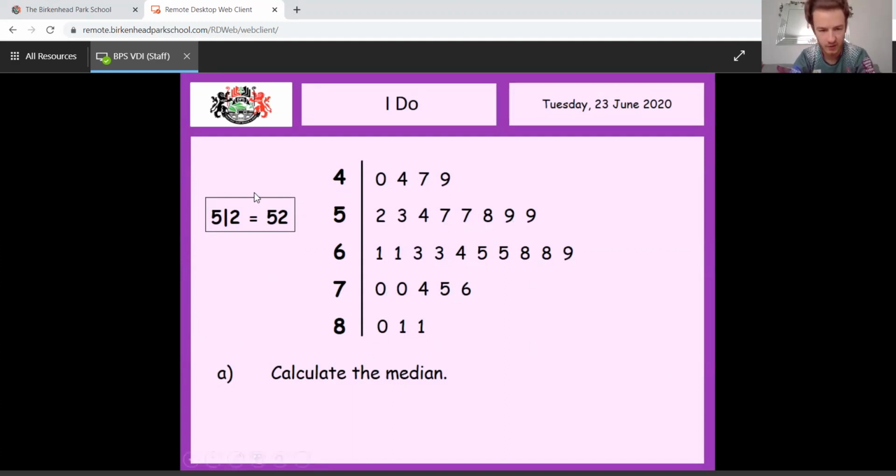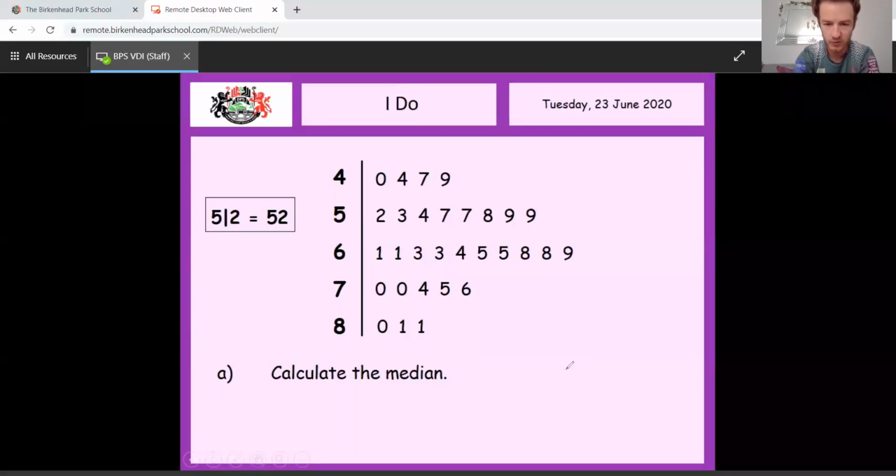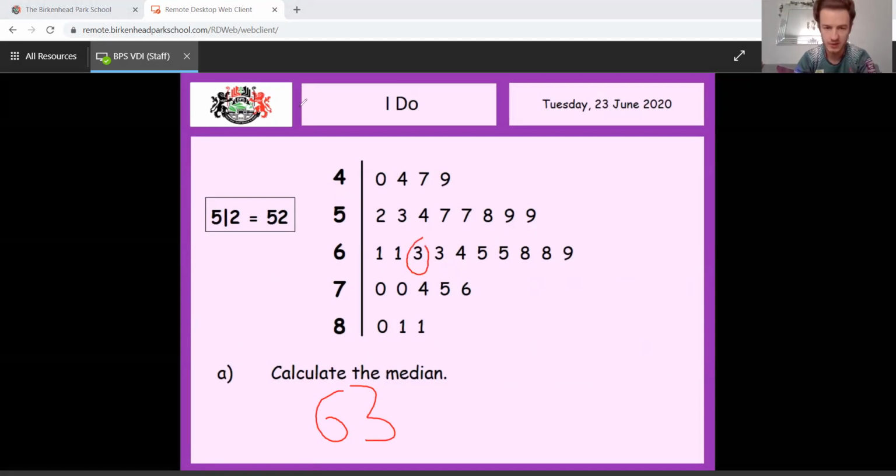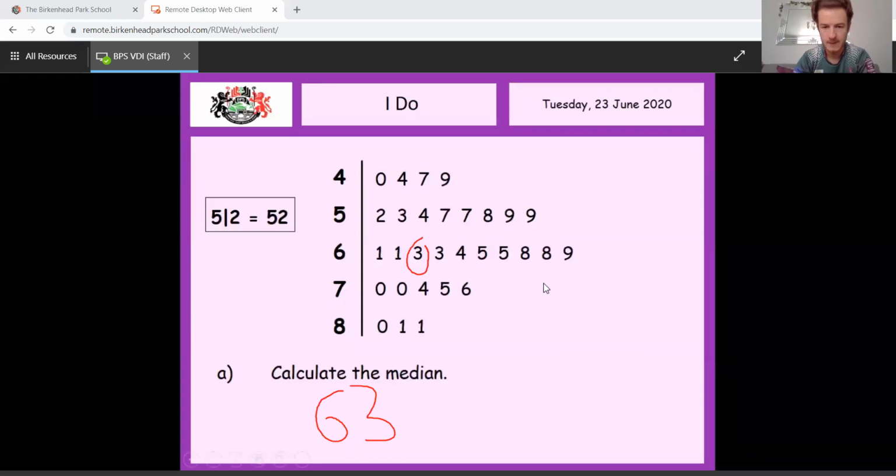Now, I did forget on my worked example, there is how you draw a key. So 5-2 equals 52. Okay, so most important to keep the key there. So I'm looking for the 15th number for my median. Okay, so I'm going to go along 1, 2, 3, 4, 5, 6, 7, 8, 9, 10, 11, 12, 13, 14, 15. And I believe the 15th number there is 63. So the median is 63. Okay, so that is how you analyze the data for the median.